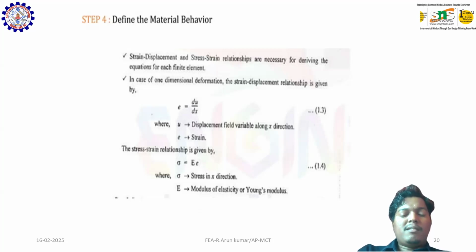The stress strain relationship is given by sigma is equal to E into epsilon. Sigma is the stress in the x-axis. E is Young's modulus, or modulus of elasticity, both are the same value. It has the unit Newton per meter square, and sigma has the same unit, Newton per meter square. The strain has no SI unit. So this is the relationship between strain and displacement, and the stress strain relationship, used in deriving the finite element equations. Thank you.